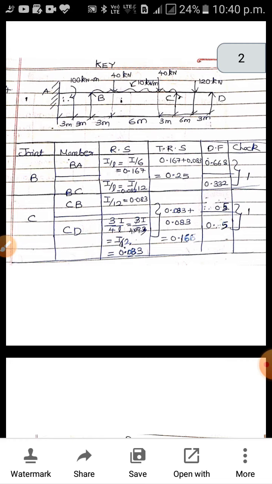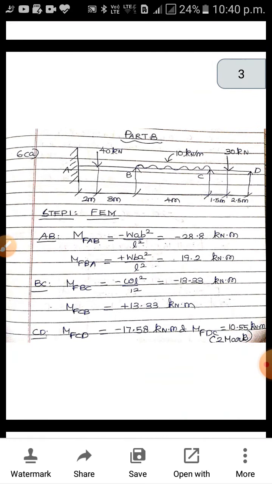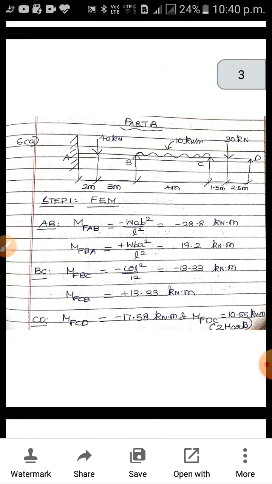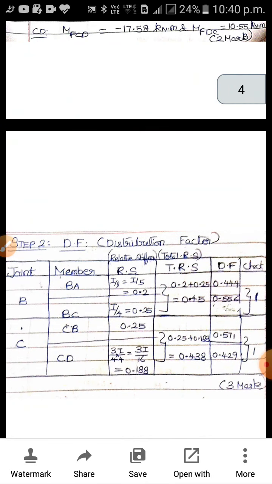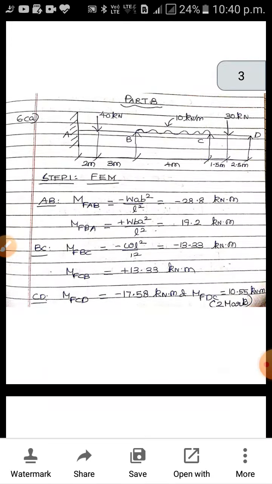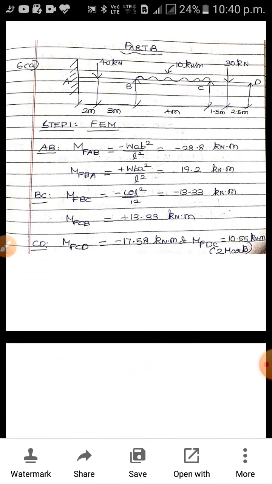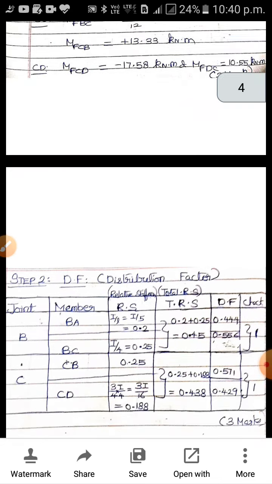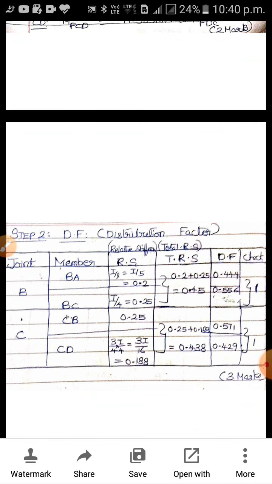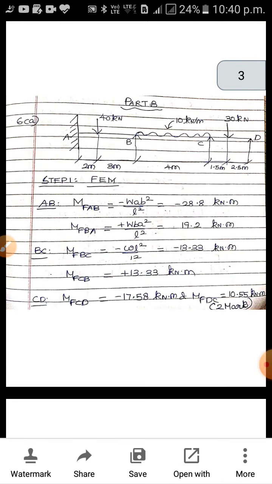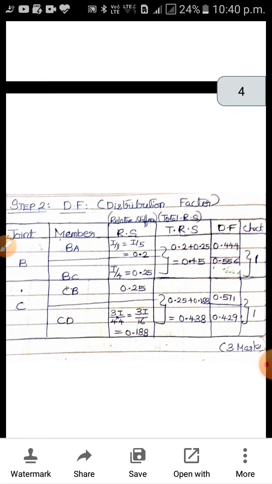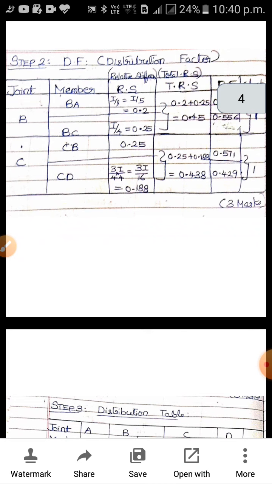Okay, this is also a problem. In this problem, the first step all of you are correct. The second step, BA and BC join at B. BA is fixed, so I by L. And BC is hinge but continuous, so again it is only I by L. All of you did it wrong. I don't know why. Again CB: B is hinge but continuous, again I by L. CD hinge, 3 by 4 I by L. So this step went wrong for everyone, so obviously the other steps would be wrong.